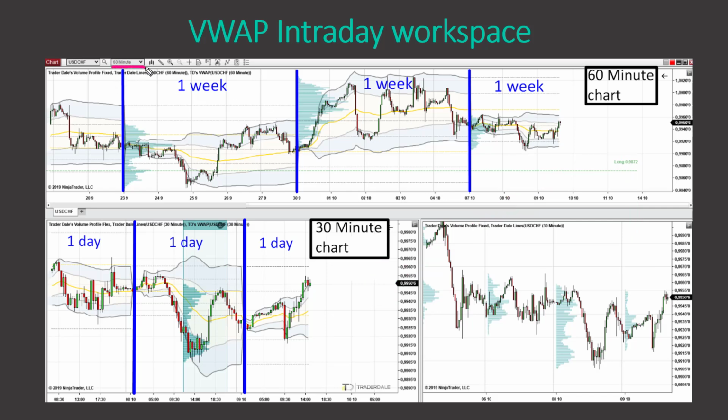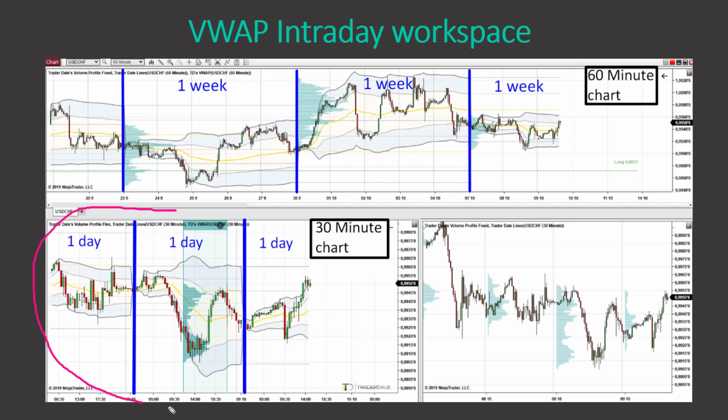This one is a 60-minute chart, and in here I'm using the weekly VWAP. So every week, new VWAP and new deviations start to get calculated. All right, this was the VWAP and the deviations. This week ends, new week opens, and new VWAP and deviations get calculated. All right, so this is weekly VWAP with a 60-minute chart. This is giving me the bigger picture, the overview of the market.